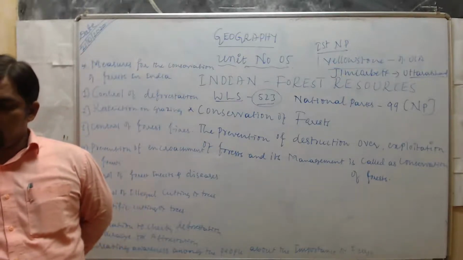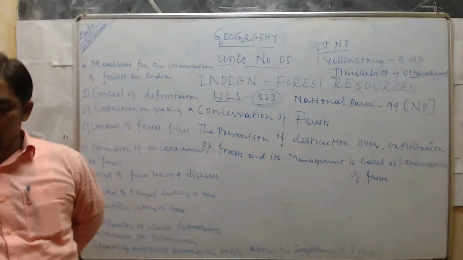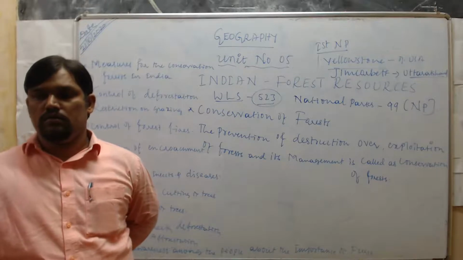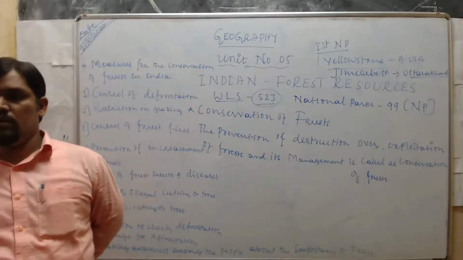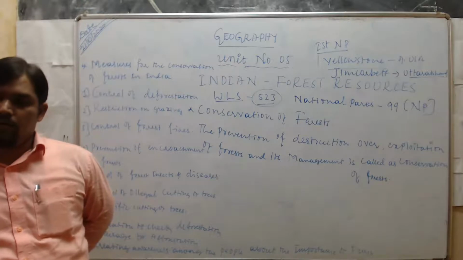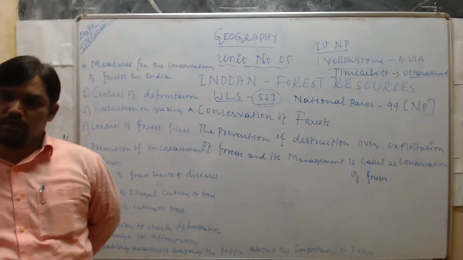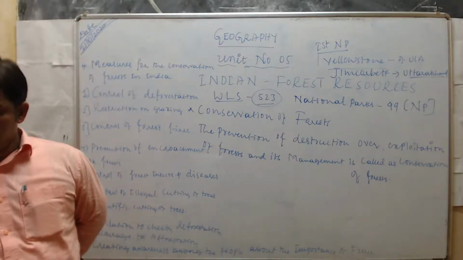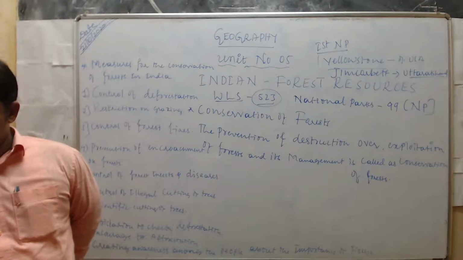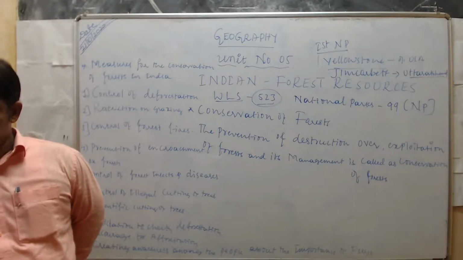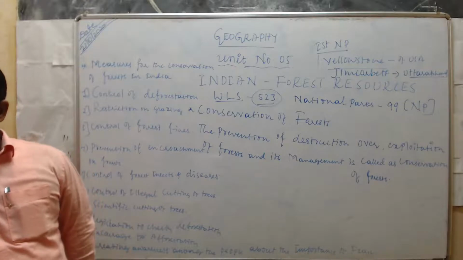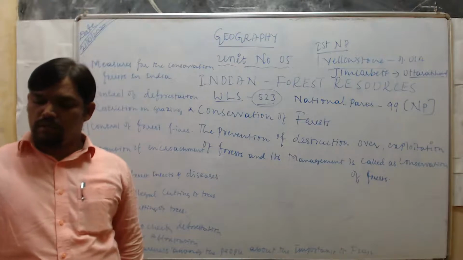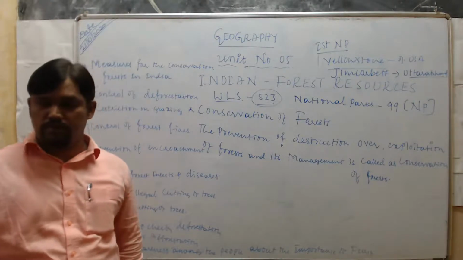Next, Kanha National Park of Madhya Pradesh, and Bandipur, Bannerghatta and Nagarahole National Parks of Karnataka. These are the national parks of Karnataka. Sariska of Rajasthan, Dudhwa of Uttar Pradesh, Tadoba of Maharashtra. These are some important national parks of India.